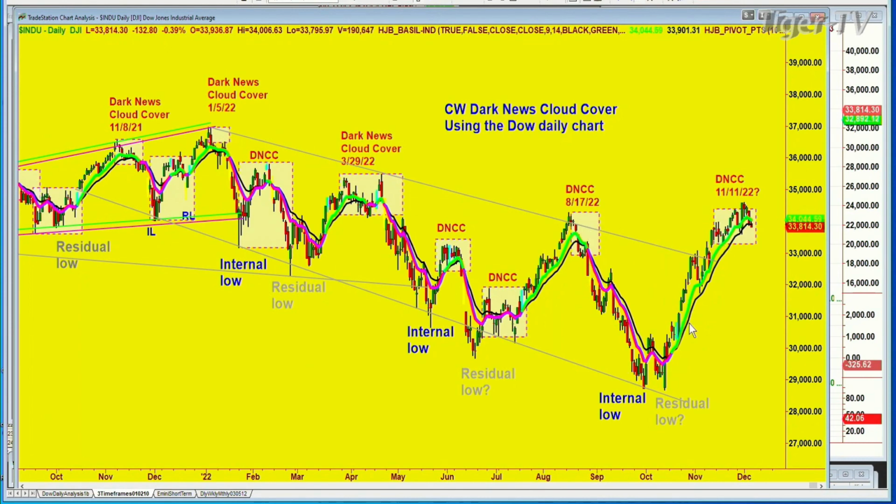So this is what I'm looking at right here, that we've made an internal high on the upside. I don't want to even use the word internal low and residual, internal high and residual high, because it works on a slightly different basis. But what it does is, it says this entire rectangle here, we're now in a phase that says the market is taking news much more seriously, negative news much more seriously. So dark news, Chapman wave dark news cloud cover means that the market is ignoring news, and then boom, it's very important.